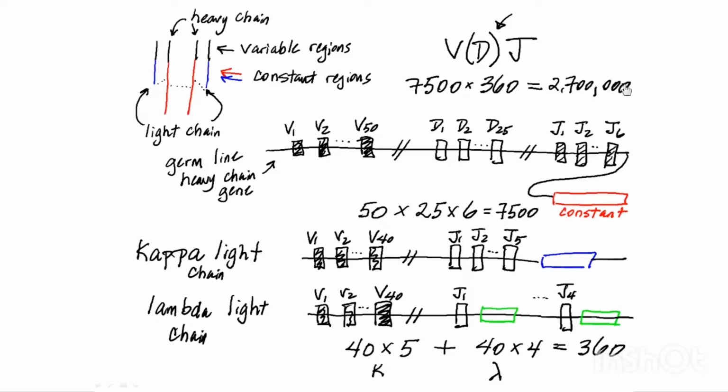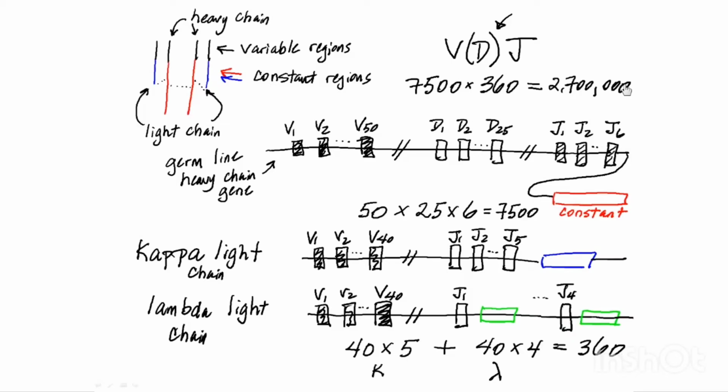So just by combinatorics, 3 measly little genes, 1 germline heavy chain gene and 2 different light chains, kappa and lambda, can produce 2,700,000 different combinations. That gives you incredible diversity in coding for antibodies. And as a result of that, we can fight off infections from bugs that we haven't even seen before, because we have that many different ways of making antibodies.